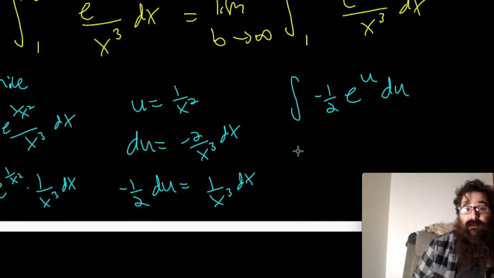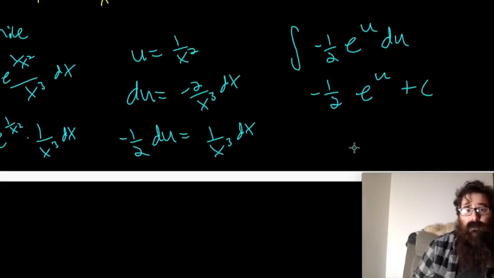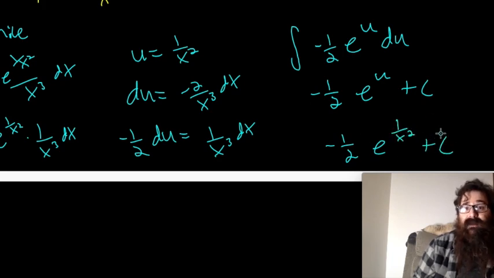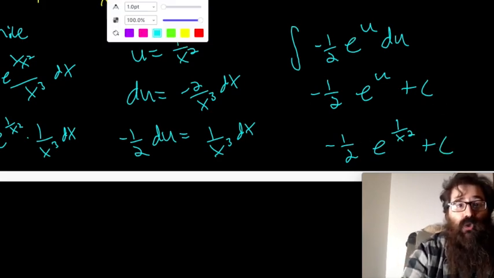And we can integrate this without hesitation. We get negative 1/2 e to the u plus c, and then we would back substitute. We would say, what was u? u was 1 over x squared, so negative 1/2 e to the 1 over x squared plus c. And I don't need the constant since I'm planning on using this with a bounded integral, but here's all of my work to show the integration.